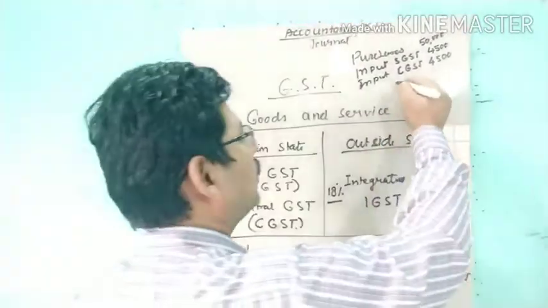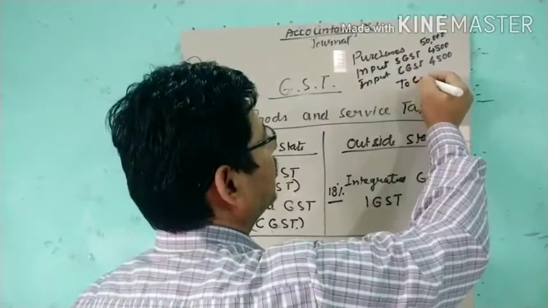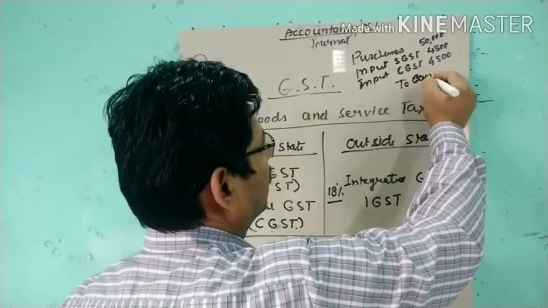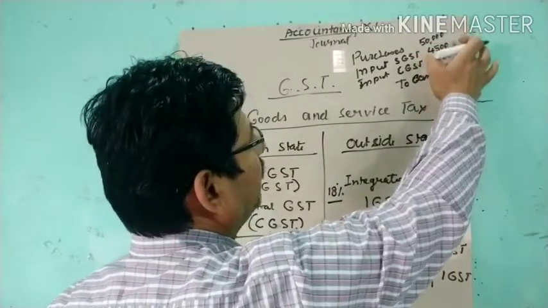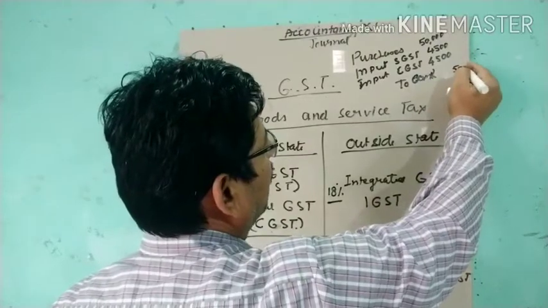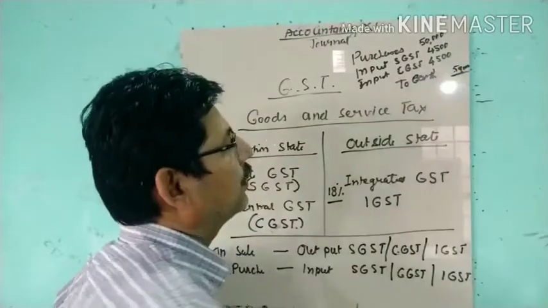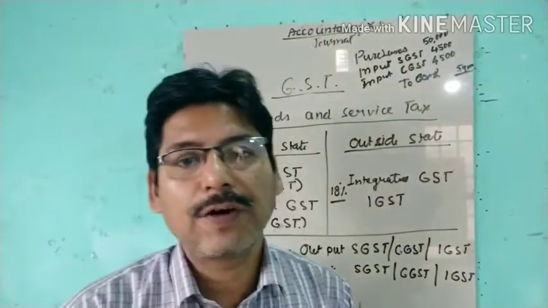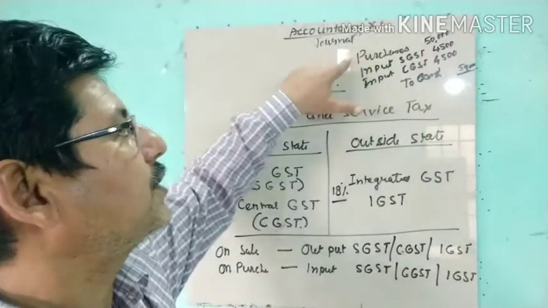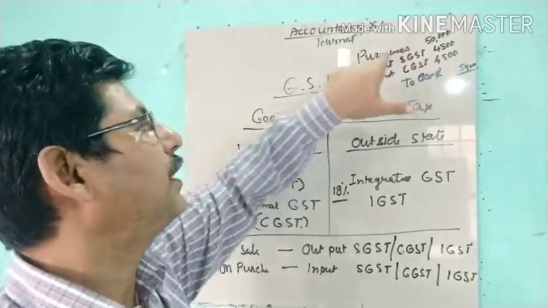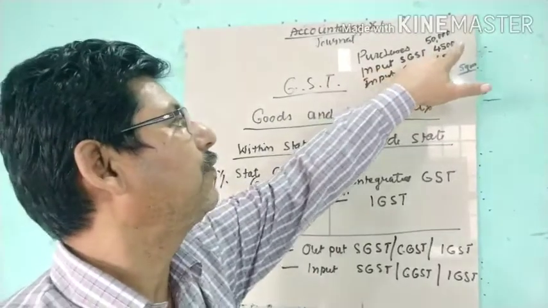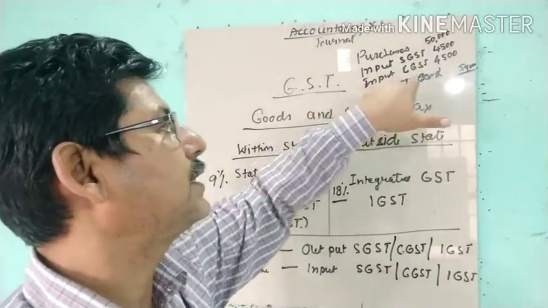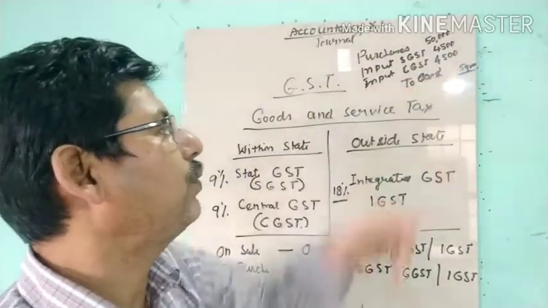We will pay to bank, how much? 50 plus 9, 59,000 we will have to pay. So what is the journal entry here? For that, the journal entry is purchases account debit 50,000, input CGST 4,500, input SGST 4,500, to bank.